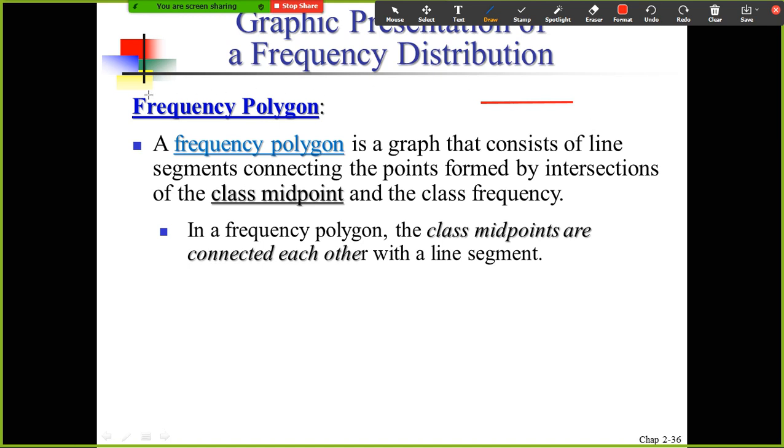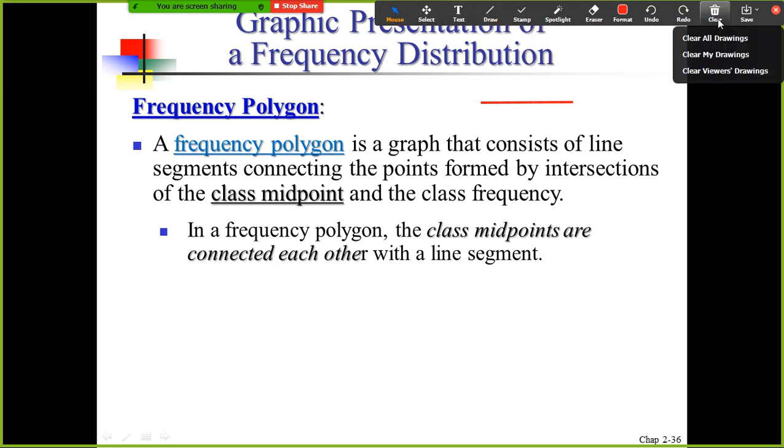But if talking about a line, no boundary, no limitation. We don't know where the end is. But when we're talking about a line segment, we know the segments. A segment is like a part, so a part of a line. This is one part of the line, and the other part of the line. Okay. In a frequency polygon, the class midpoints are connected to each other by using a line segment.